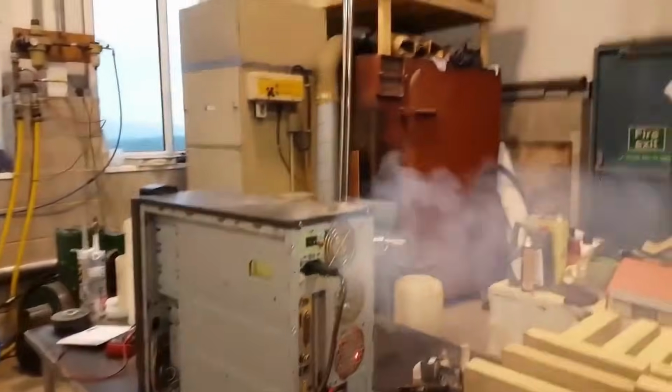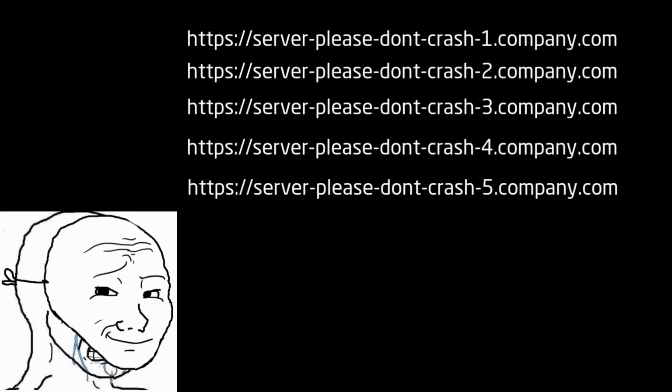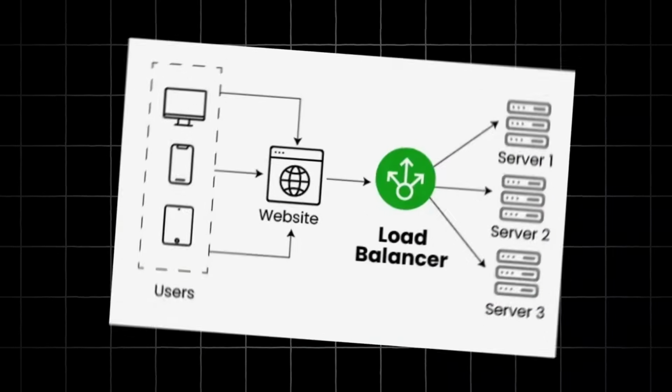When one server hits its limit, the solution is simple: add more servers. But we cannot give our users 5 different URLs to try. Users shouldn't know or care which server they hit. That's where a load balancer comes in.